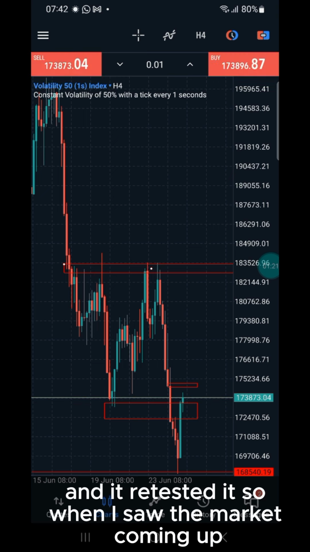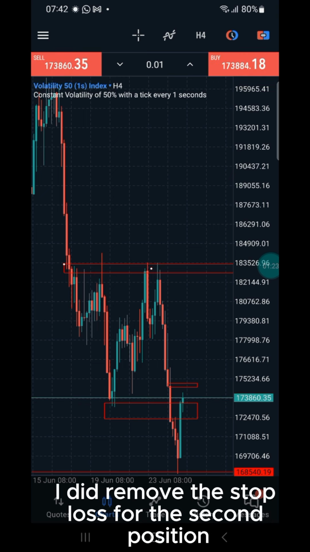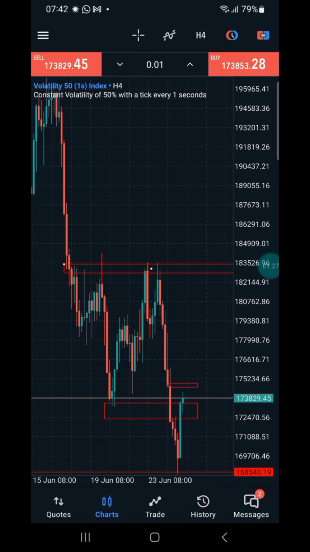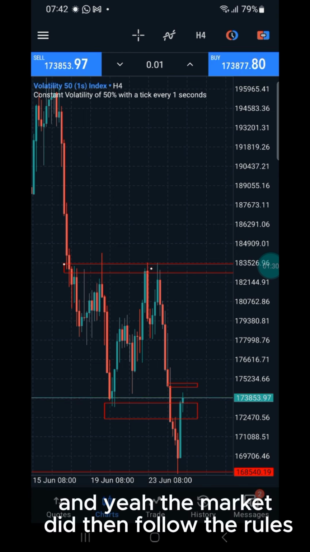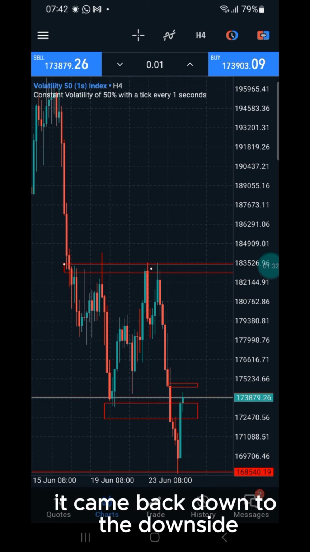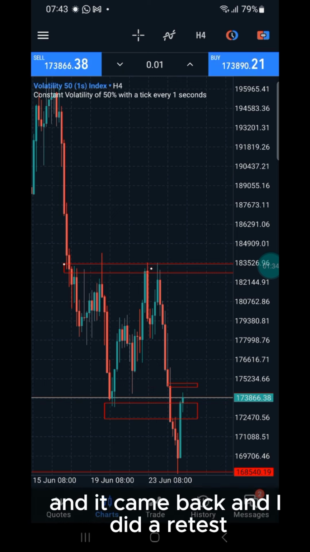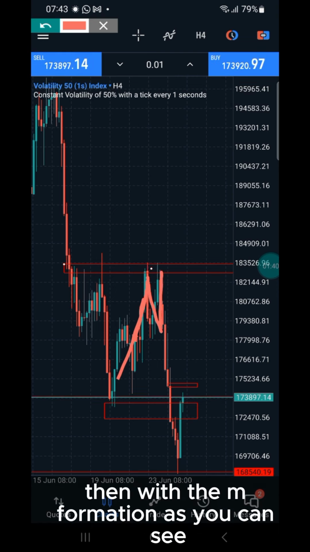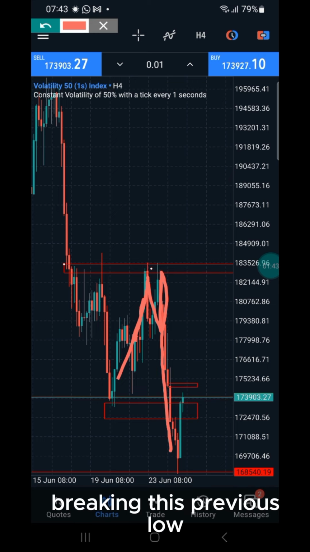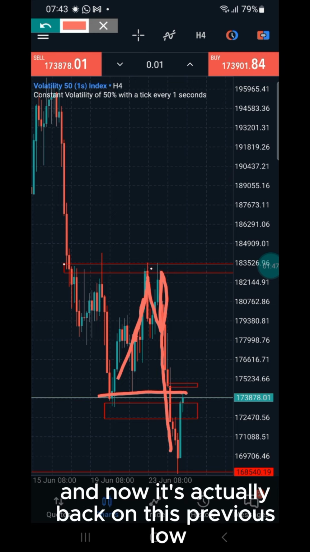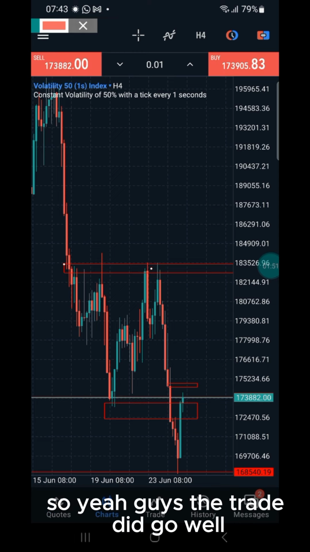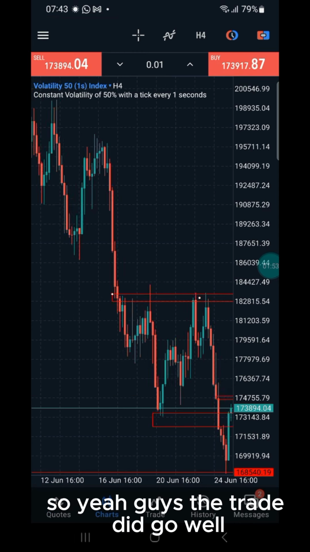So when I saw the market coming up, I did remove the stop loss for the second position, and I adjusted it a little bit higher. And yeah, the market did then follow the rules. It came back down to the downside, and it came back up to retest over here. Then you had the M formation, as you can see. Then it shot to the downside, breaking this previous low, and now it's actually back on this previous low, retesting it. So yeah, guys, the trade did go well.